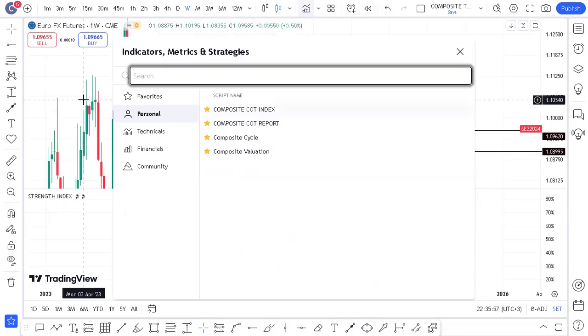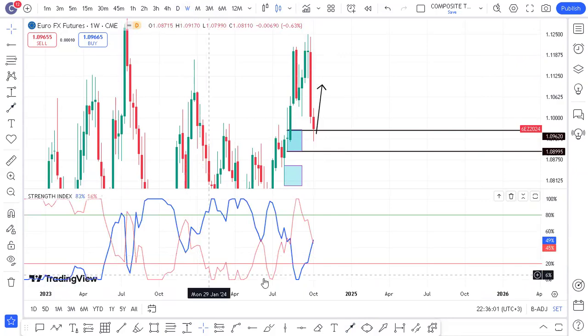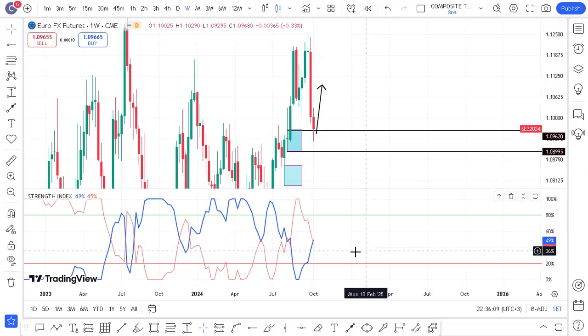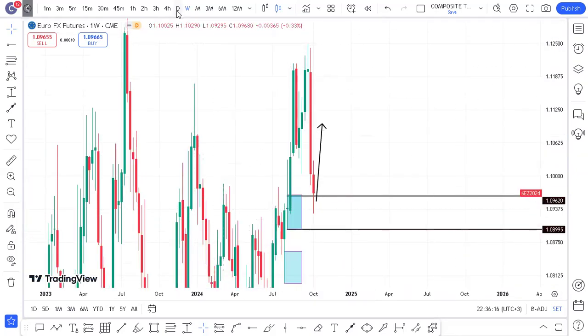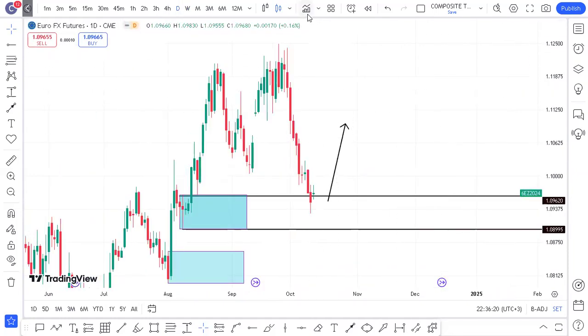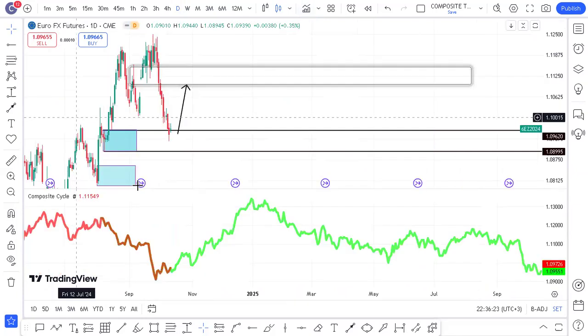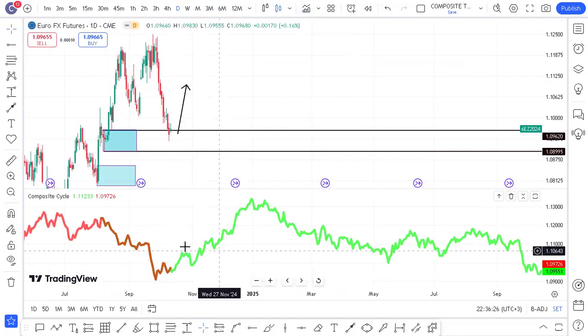The strength of commercials: they were 35% before, and now in blue we can see they are around 49%. We're actually pushing to the upside, and I like this. Anything else we can look at is the expectation. We look at the seasonality, and we can tell that we expect a push to the upside on the euro.